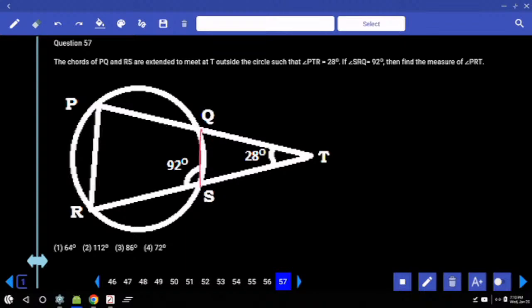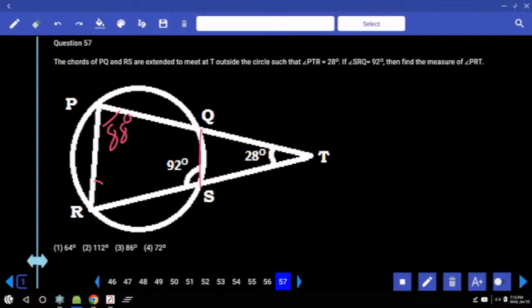If this is 92, what about this angle? 88, because in a cyclic quadrilateral, opposite angles are supplementary. The sum of those two angles is what? 180. So this is what? 88.